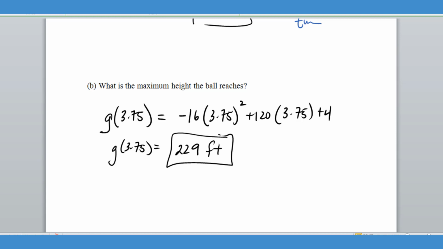Alright, well, there's a good example of how we can use a lot of our graphing skills to answer word problems as well.